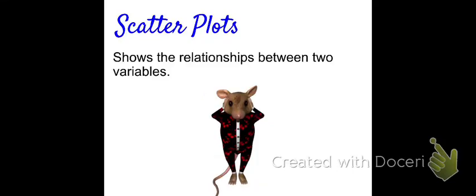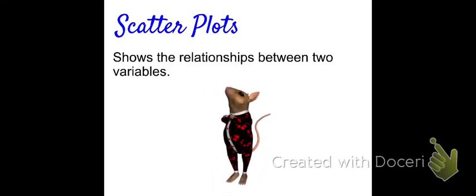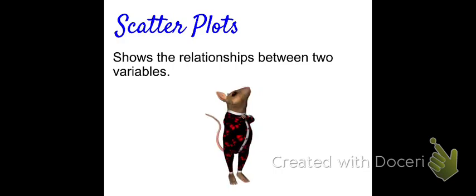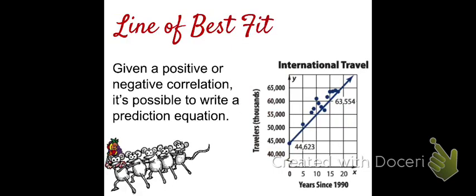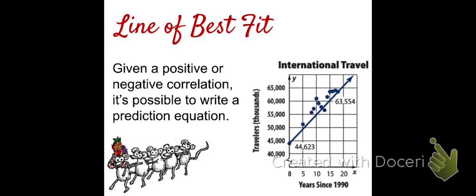Let's talk about scatter plots. Scatter plots are graphs that show the relationship between two variables. This is an example of a scatter plot showing the relationship between the number of travelers and the years since 1990.